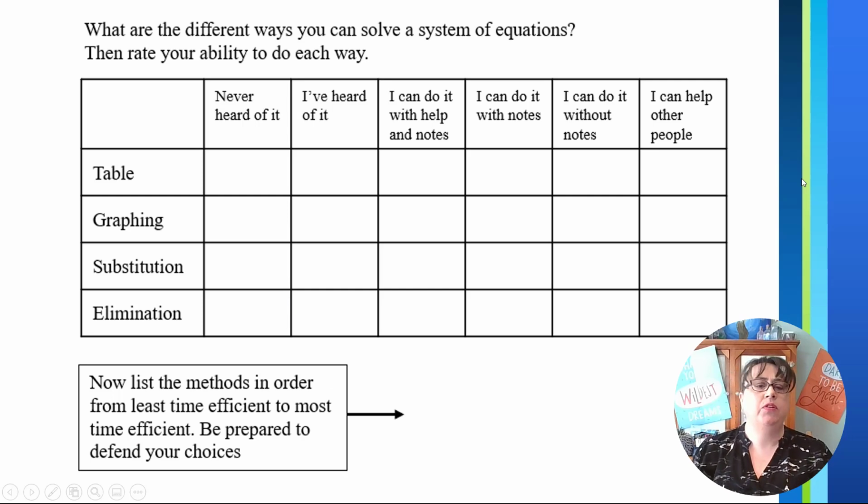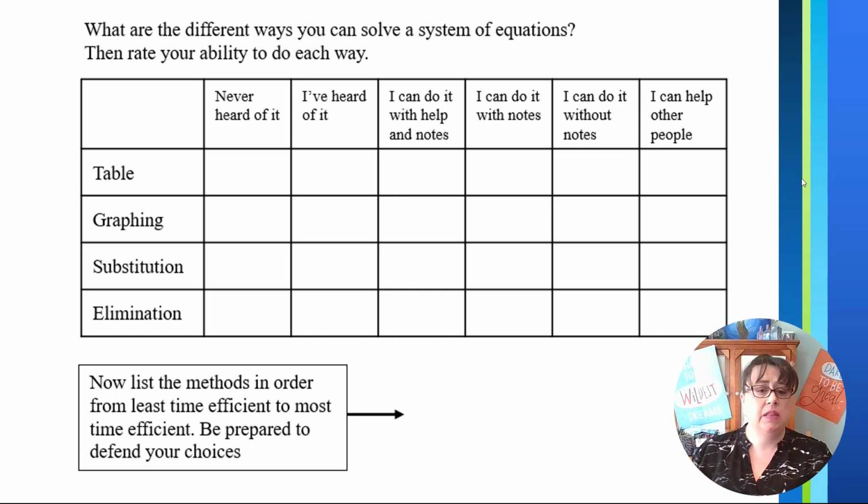The first thing that we're going to look at is this chart, where I'd like you to assess how you've been learning so far solving systems of equations. Tables, graphing, substitution, and elimination are the main ways that we solve systems of equations. And I'd like you to decide if you've never heard of it, you've heard of it, you can do it with help and notes, I can do it with notes, I can do it without notes, or if you are able to help other people.